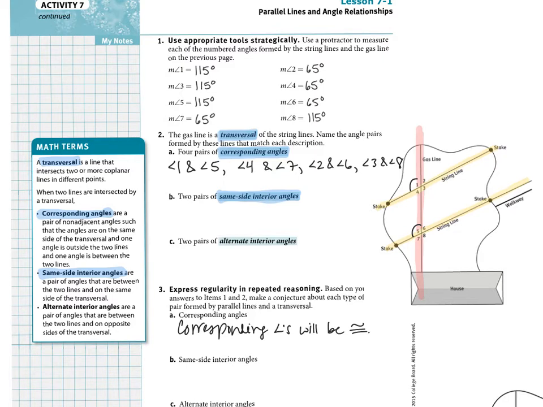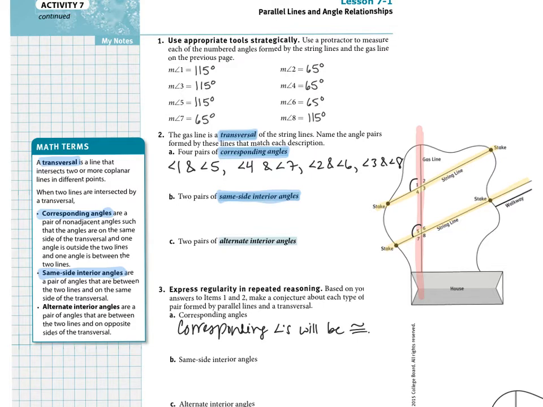Okay. So now we have to come up with what that would look like in our picture. They're going to be between the two lines, so we know it has to be in between here. Looking at this, we want to come up with angles that are also on the same side of the transversal. So between here and on the same side of the transversal, that means they either have to be on the left or the right side altogether.